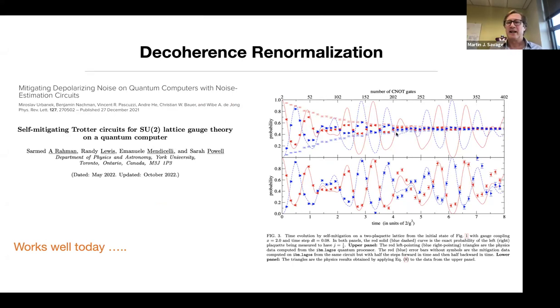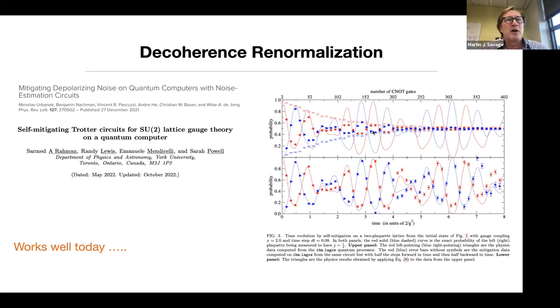This works really well. If you focus here on the upper right panel, you see two sets of data. One is from a physics circuit, which is a set of operations and angles you apply to some initial state to take you to the quantum state after some time in time evolution, and it involves non-zero angles. You'll measure something, for instance, the probability of remaining in the vacuum, the vacuum-to-vacuum persistence amplitude, and these correspond to these red points and blue points with regard to the solid and the dashed lines.